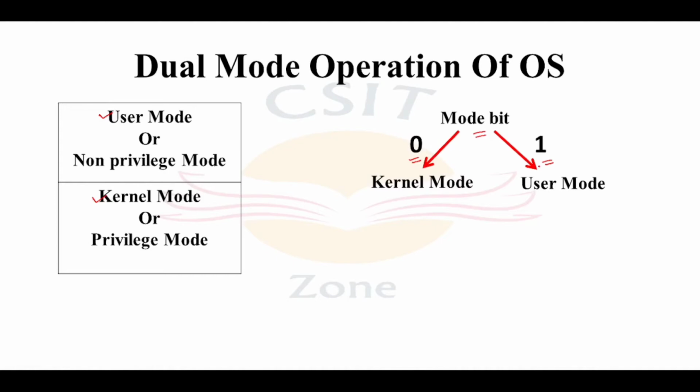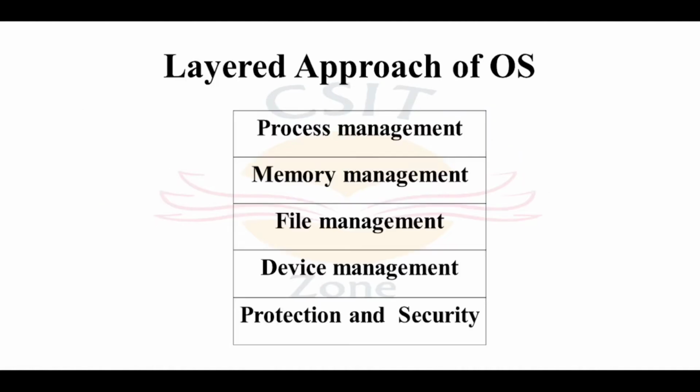Now, let's move on to another topic, which is the layered approach of the operating system. The design and implementation of the operating system is done in multiple layers. The various layers are process management, memory management, file management, device management, and lastly, protection and security. The main advantages of the layered approach are abstraction, debugging, and modularity. Modularity means if any specific layer is updated, then it will not have any impact on the other layers.